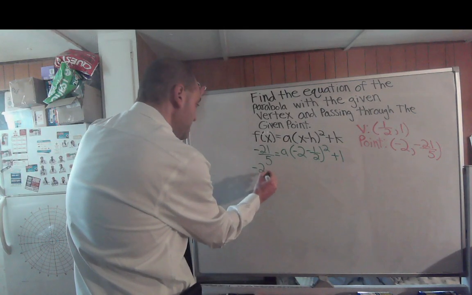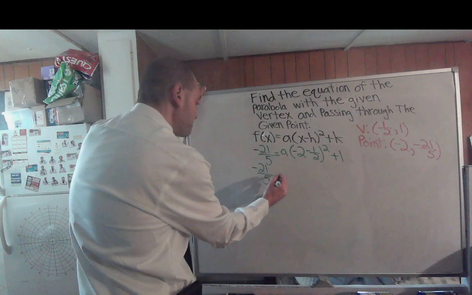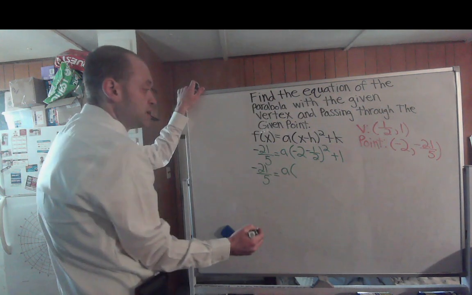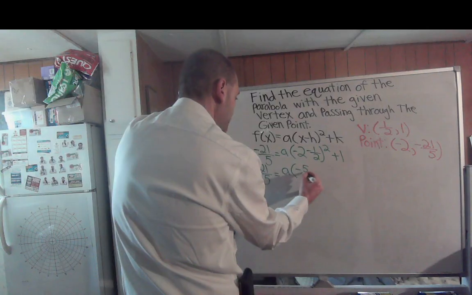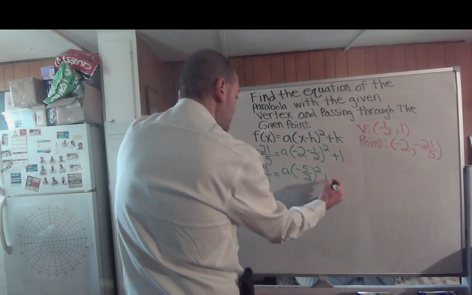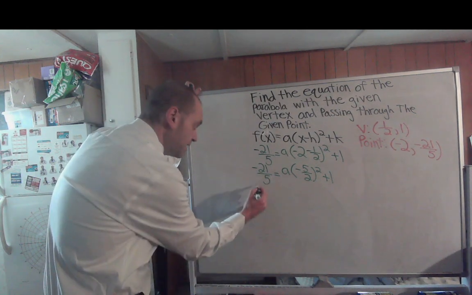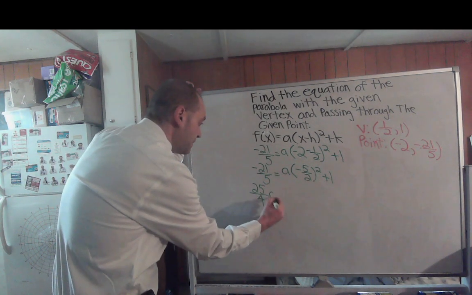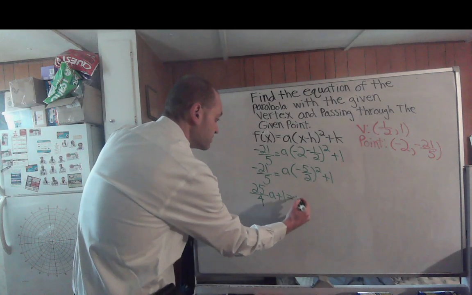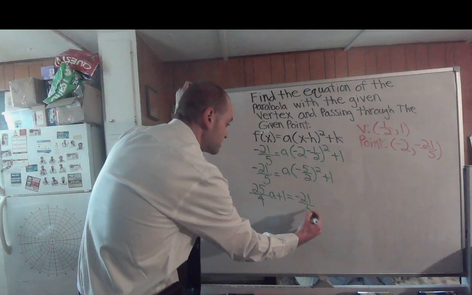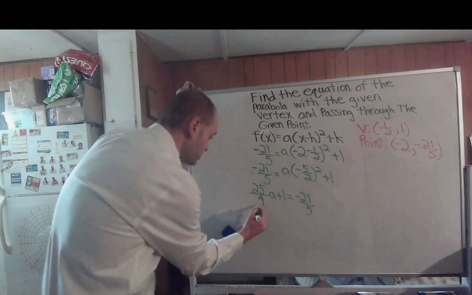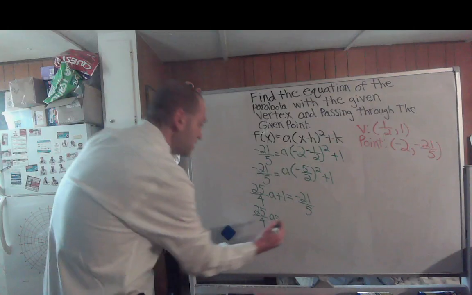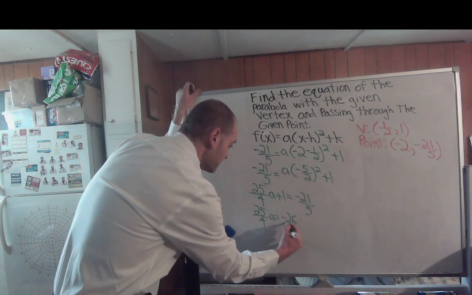So you would end up getting -21/5 would end up equaling a times -5/2 quantity squared plus 1. So what you'll end up getting is 25/4 a plus 1 equals -21/5. So then you'll get 25/4 a would equal -26/5.